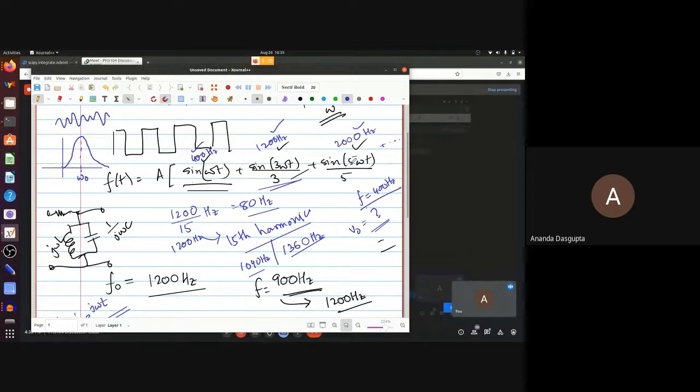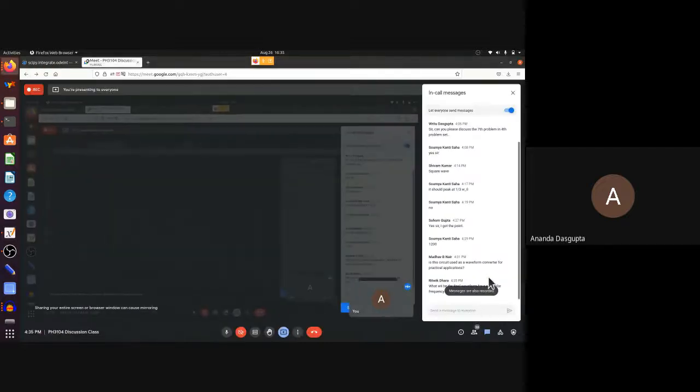What was the question, Ritik? Sorry, let me just read that. What will be the final waveform for a particular frequency of a square wave? That exactly was the problem. Find out. That was what the question was about.